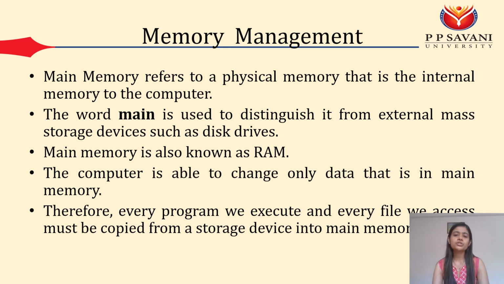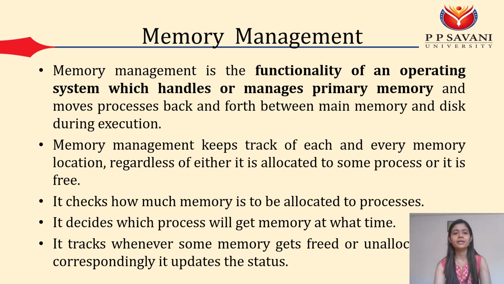So whatever process or program you want to execute in the computer system should be in main memory, and only then will your CPU be able to access it. Therefore, whatever program we want to execute or whatever file we want to access must be copied from the storage device to main memory. That task of managing secondary memory data as well as main memory data comes under the memory management responsibility of the operating system.